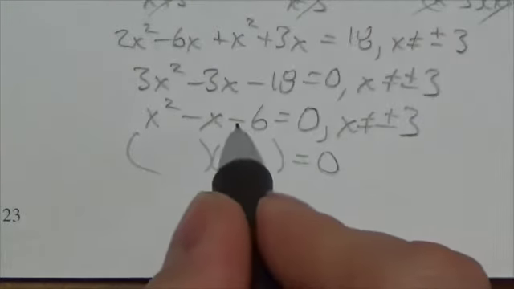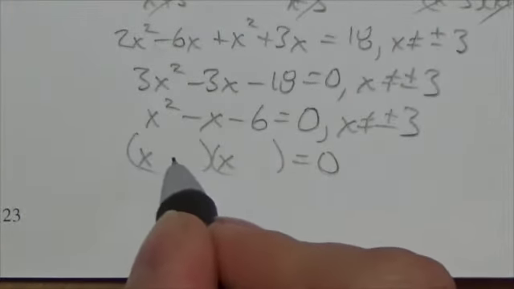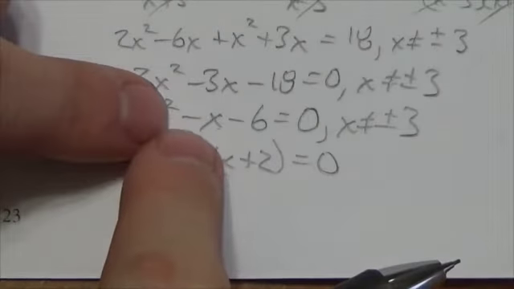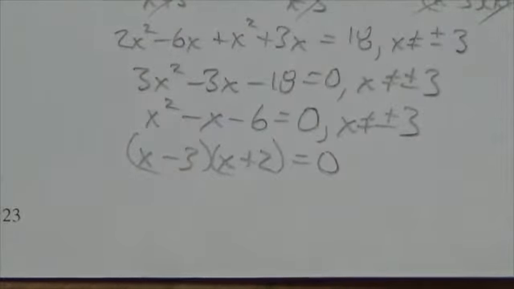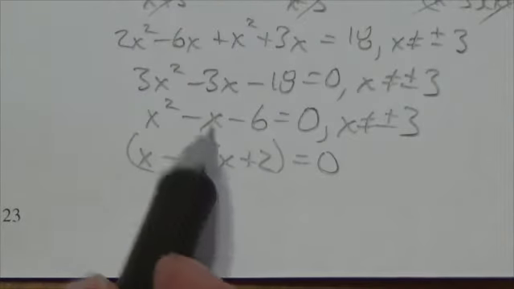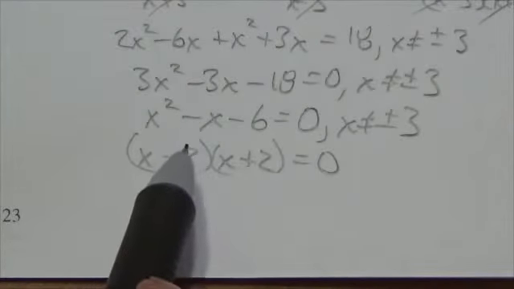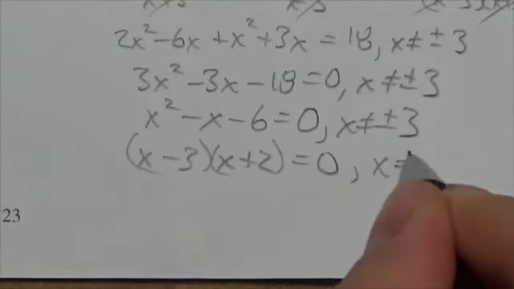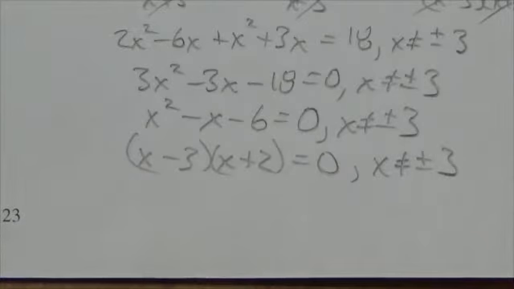And my factors of negative 6 will be negative 3 and positive 2. That's the combination that adds to negative 1. Now, if you try 6 and 1, you won't get this. If you try positive 3, negative 2, you still won't get the negative 1 right there. It's got to be this pattern right here, where x cannot equal plus or minus 3.